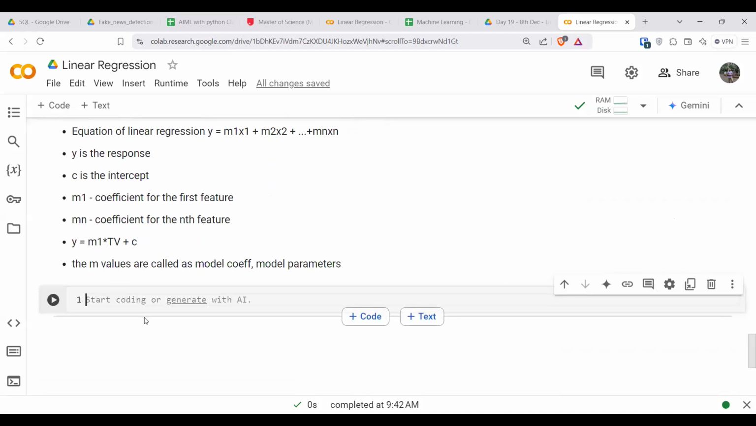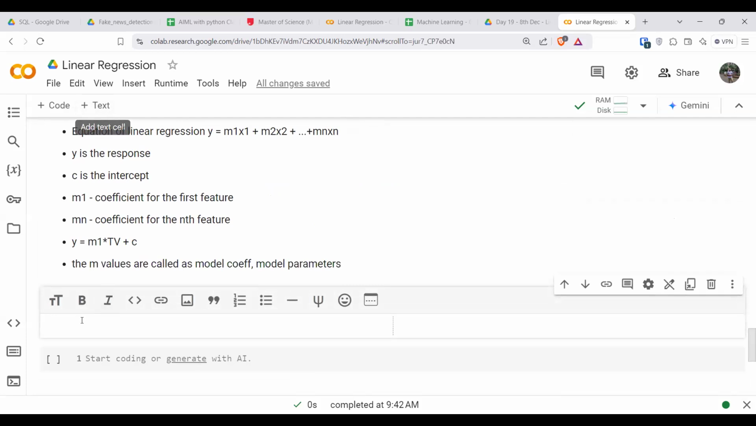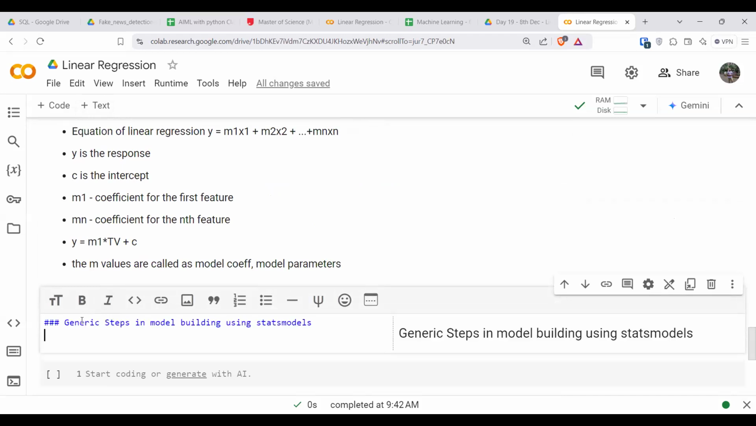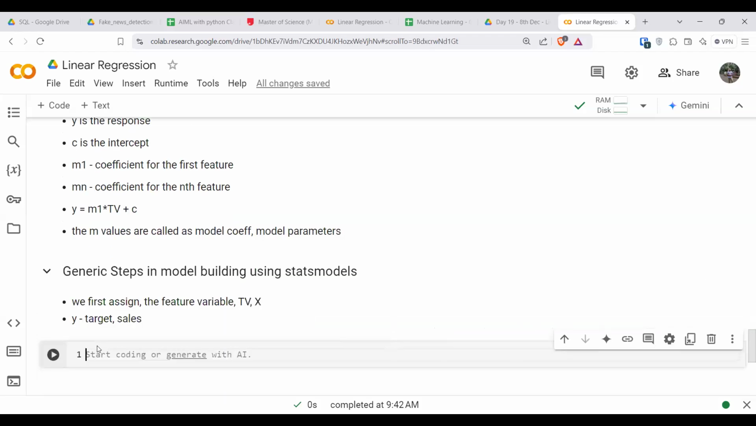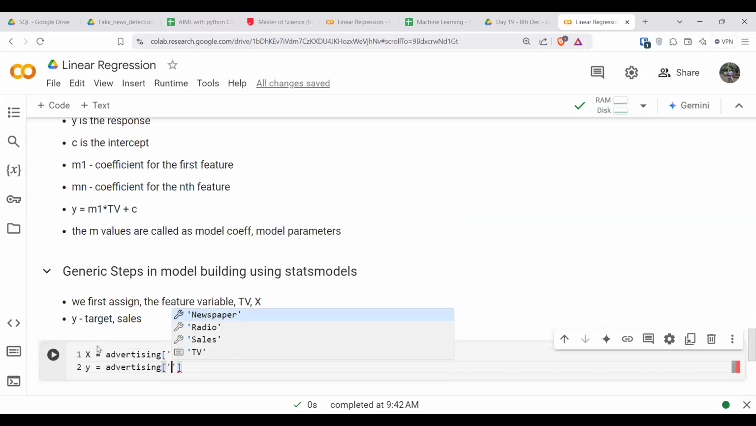Now we'll follow the generic steps in model building by using the statsmodels library. Here the steps are the same. We first assign the feature variable, that is TV, in X, and in Y you have the target variable, that is your sales. So X is equal to advertising, which variable do you want? TV. And Y is advertising, which variable is it? Sales.